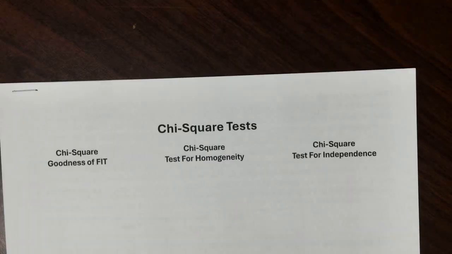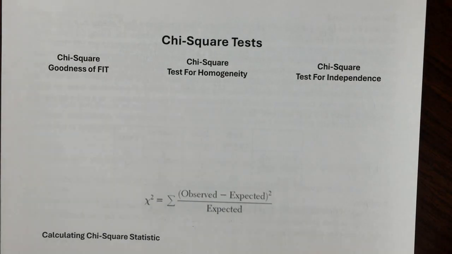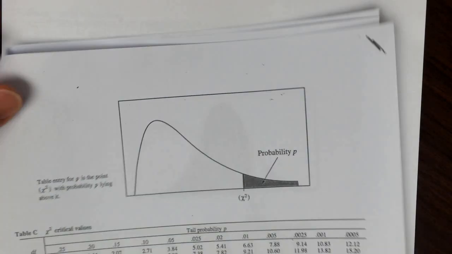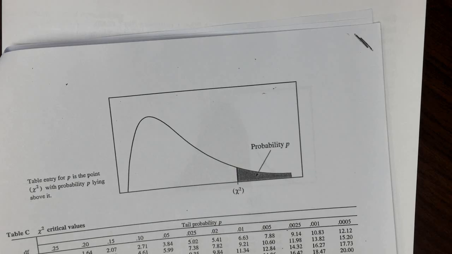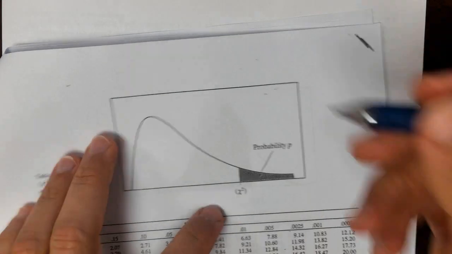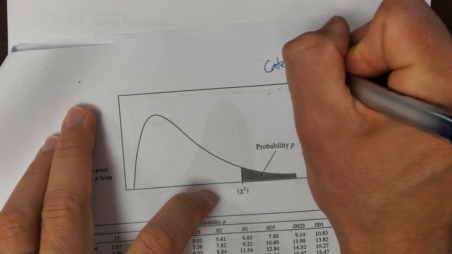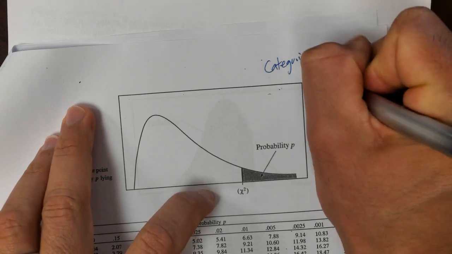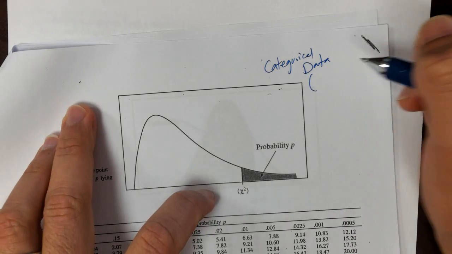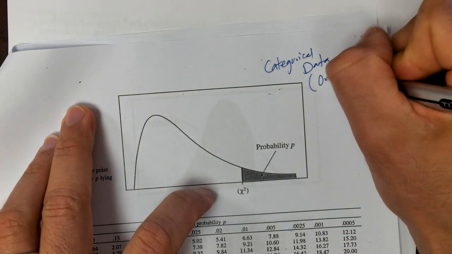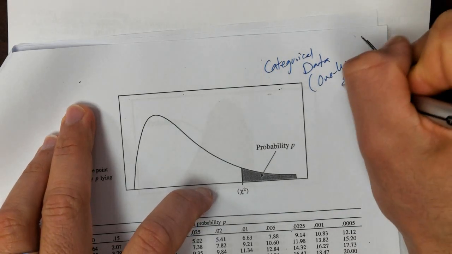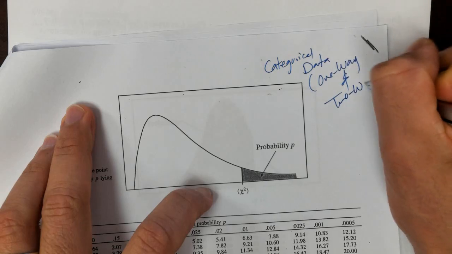So let's talk about chi-square. There's 3 different chi-square tests. Now the chi-square distribution is one-sided. This one is not symmetrical, right? And the chi-square distribution, you're using it for categorical data, right? Like one-way and two-way tables.